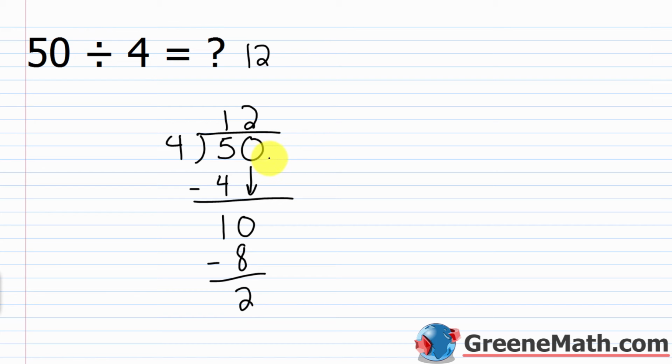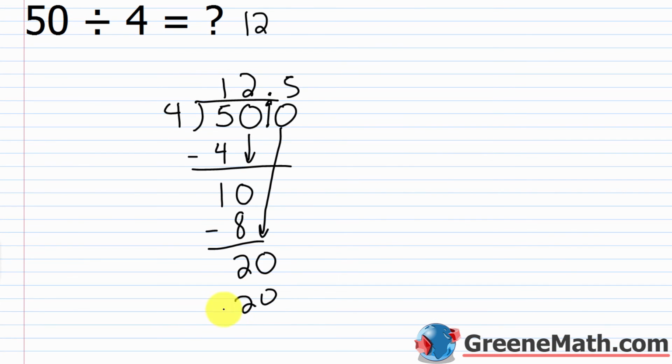The first thing we did was put a decimal point here. We bring that up here, put a 0, and continue our division. 4 goes into 25 times. 5 times 4 is 20. Subtracting, you get 0. So now I know the answer is 12.5 in decimal form. But that's not really going to help us with polynomial division.